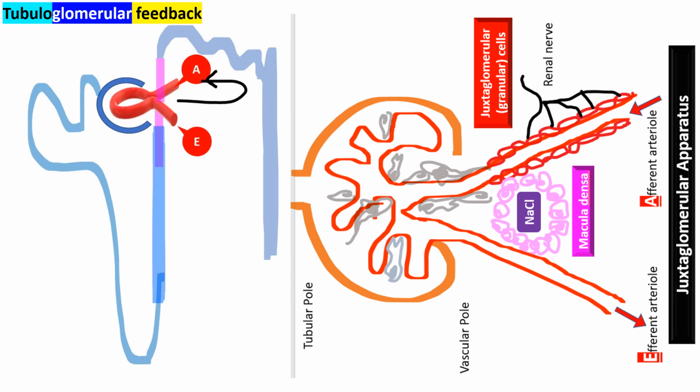Here is just a more detailed and enlarged picture of the JGA. We have the glomerulus, afferent, efferent arterioles wrapping around the distal portion of the thick ascending limb of Henle loop, where macula densa cells are found. Let's take a closer look at the juxtaglomerular apparatus.